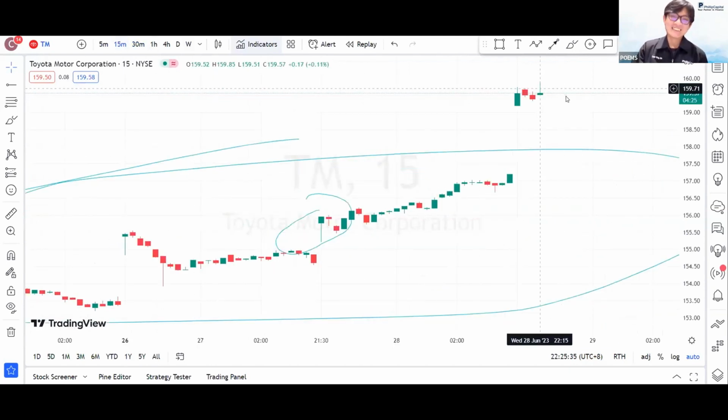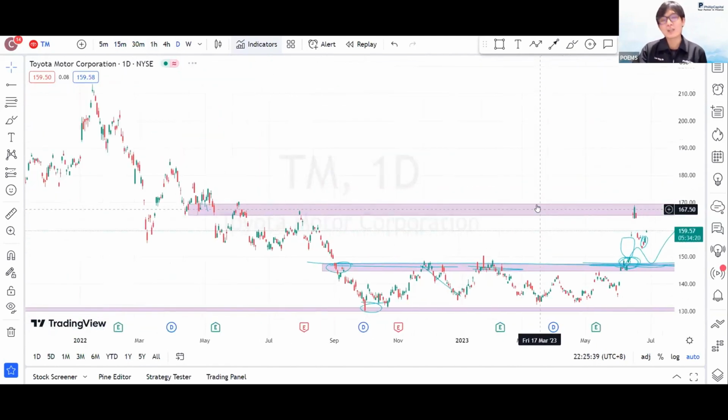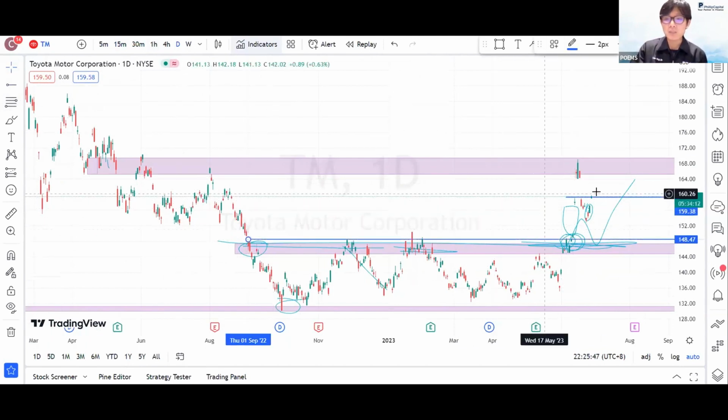Long term, I don't even talk about it. Just talk about swing itself. As long as you can hold 160, like I explained, it will probably be holding 160, straight up to 165. Anything above, you really need to break this 170 first. Otherwise it will just start running in this area again.